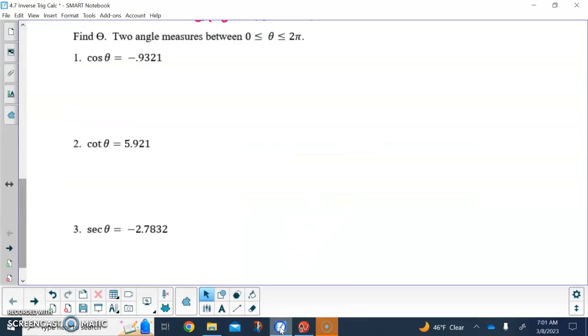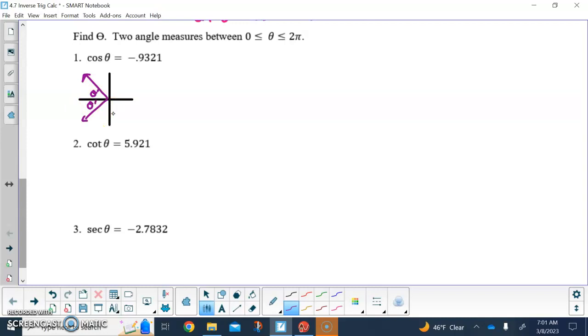All right, so if we are going to do cosine of theta equals negative 0.9321, we have to first figure out what quadrants cosine is negative in. So when I sketch my picture, you've got your coordinate plane. We know that cosine values are negative in both quadrants 2 and 3. Okay, so we're looking at this angle or this angle. So those are our two angles.